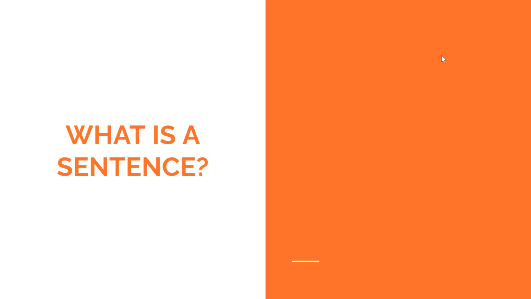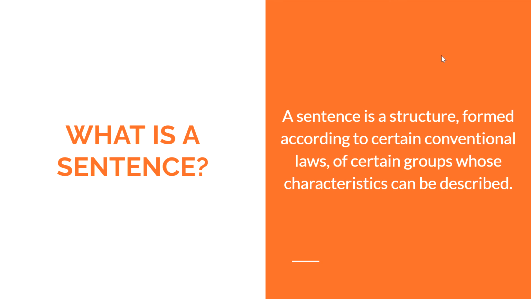Now, looking at these components, we come to the question, what is a sentence? From what we have learned so far, from all the criteria we have learned, we can now define a sentence as a structure formed according to certain conventional laws or certain groups whose characteristics can be described.